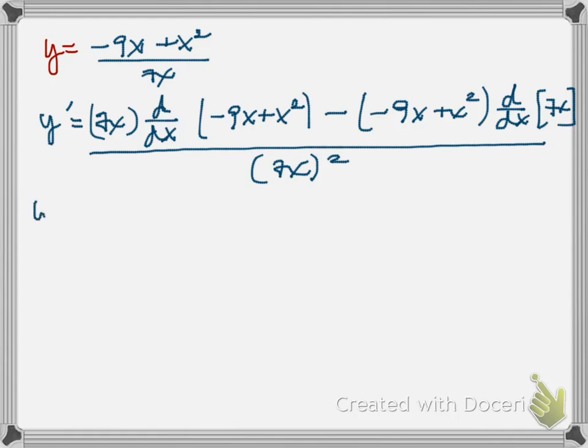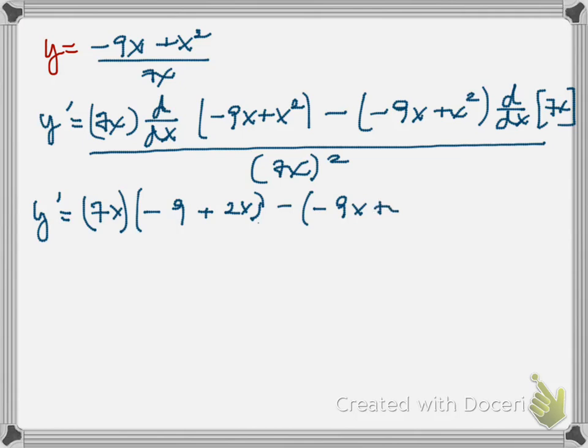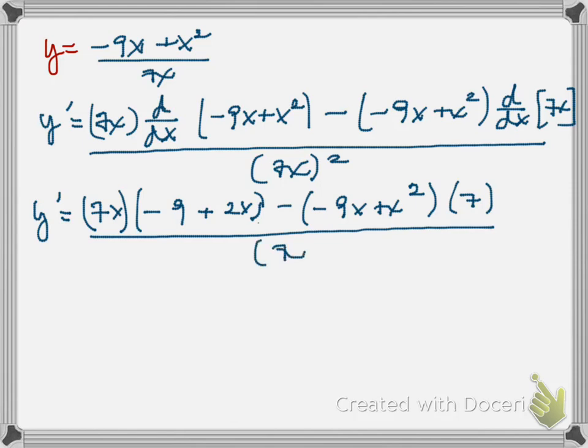Now let's take the derivative. Y prime equals 7x, the derivative of negative 9x is negative 9. Then we're going to have a plus 2x, minus negative 9x plus x squared, and the derivative of 7x is simply 7. And now we have to simplify.